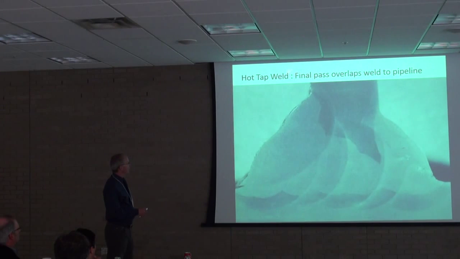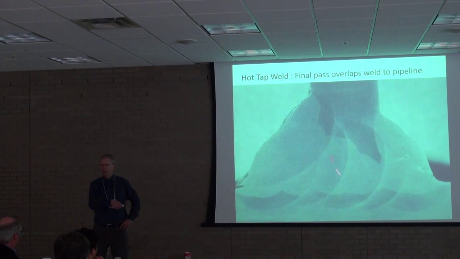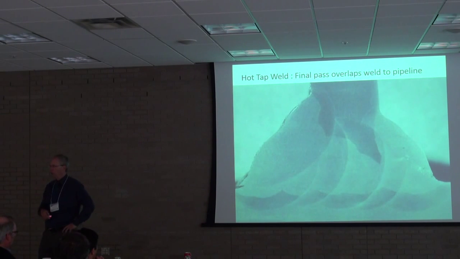So this is just an example that we do hot taps nowadays, and have for years now. What we do is we always do the final pass up high so that you actually temper that last piece of pipe. Again, this is being welded onto the pipe with liquid going through it. But by welding up here, you reheat and temper that zone so you can reduce the hardness.